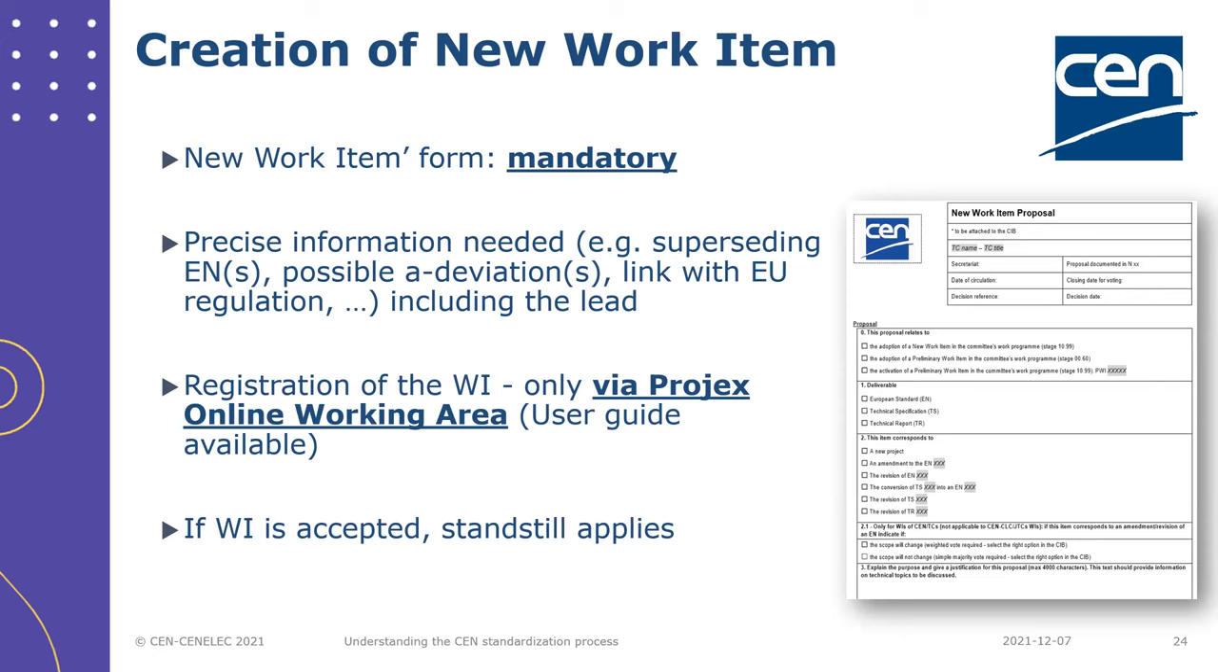The new work item forms need to be filled by the working group convener together with the support of the working group secretary. And the information inside this new work item form needs to be very complete and very precise. For example, you need to indicate what kind of deliverable you are dealing with, what is the scope, what is the justification to start working on that standard. You need to indicate, for instance, what is the standard that is being superseded.